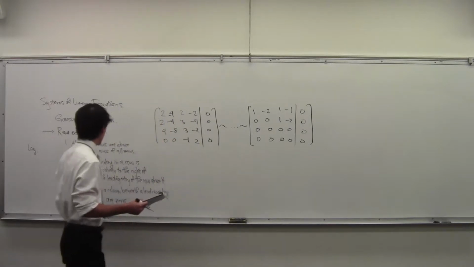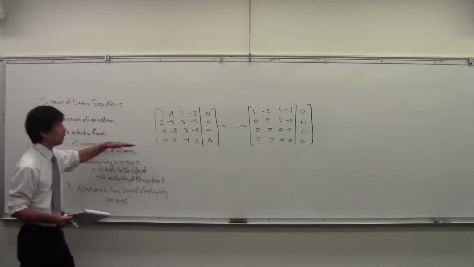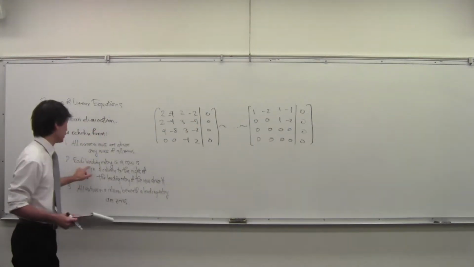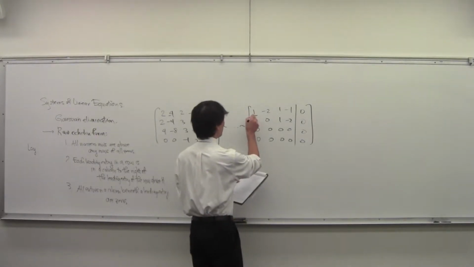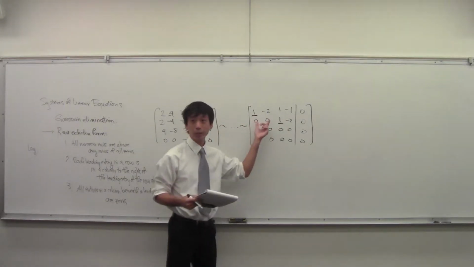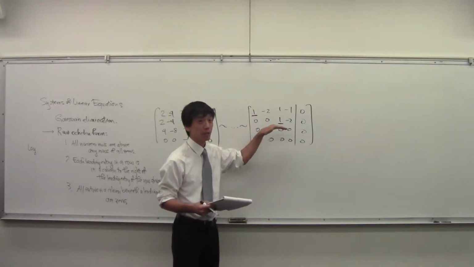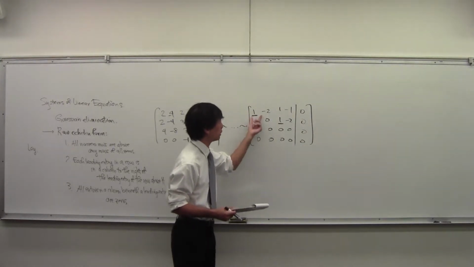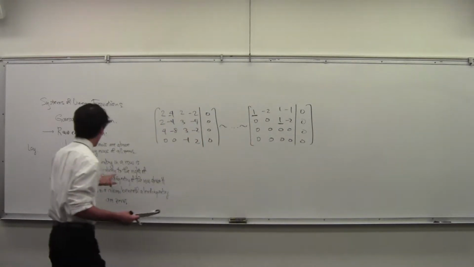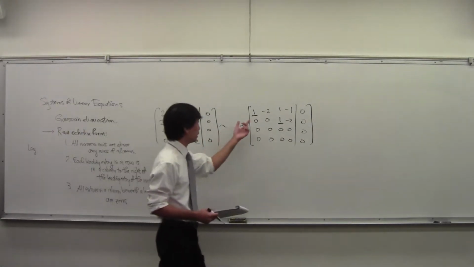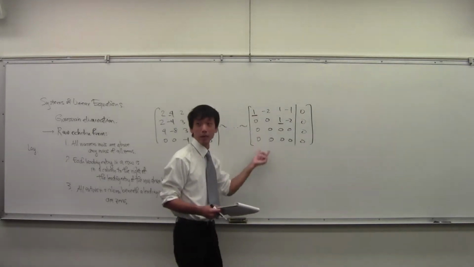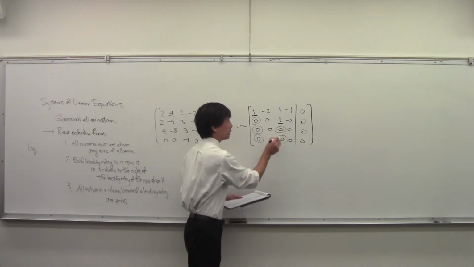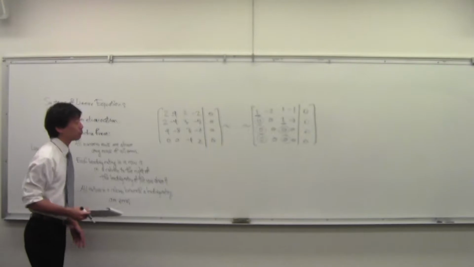So you see the rows with all zeros in them are at the bottom. The leading entries are the first non-zero entries, and they are moving to the right. You don't have any leading entries above other leading entries; this one is farther to the right than the other. All entries in the column beneath a leading entry are zeros. You use the pivot to clear out all the entries below it, so these are all zeros. And that's row echelon form.